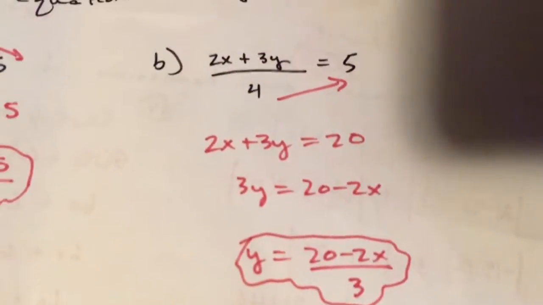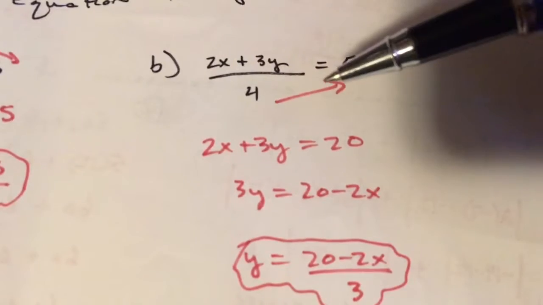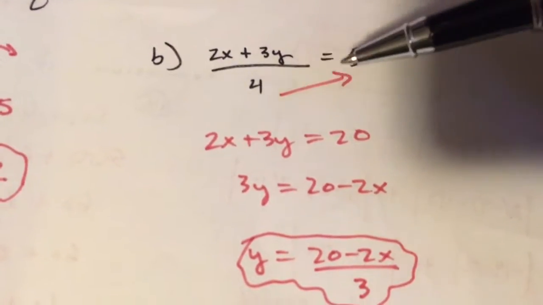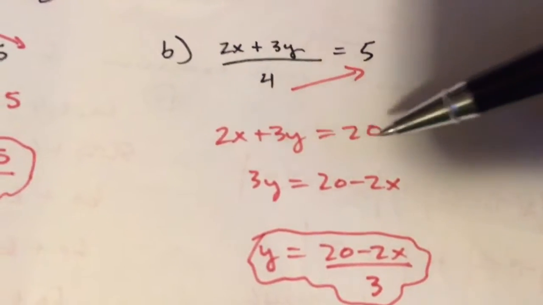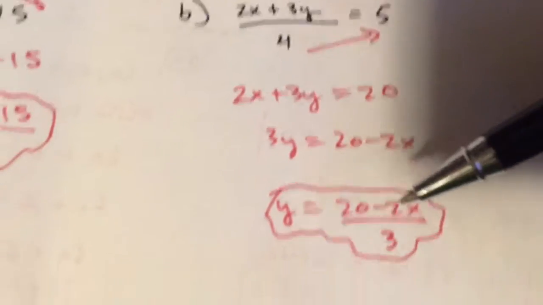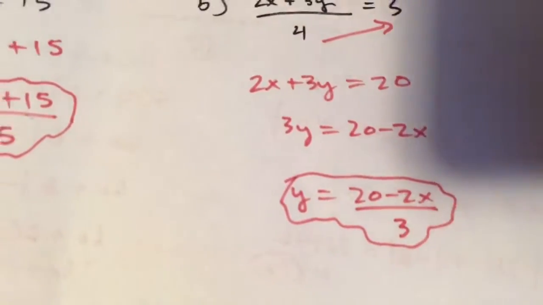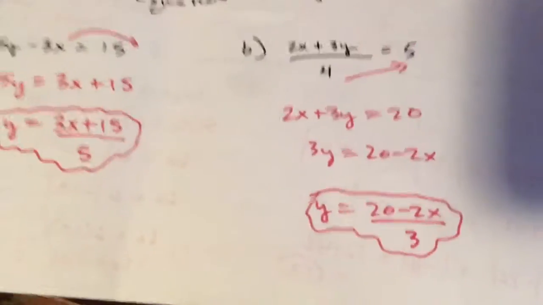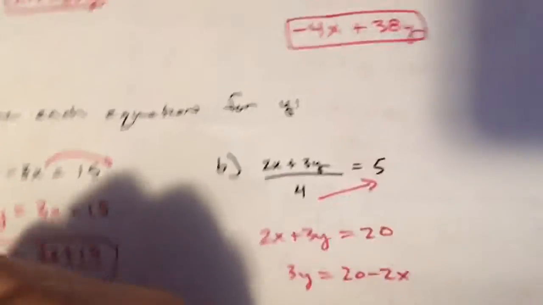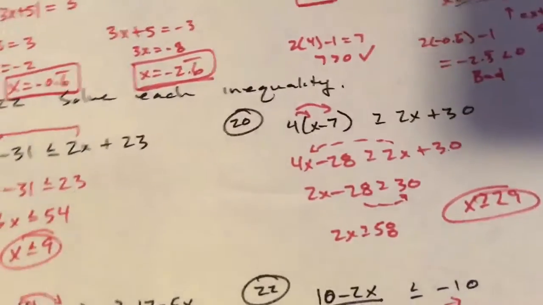All right, take a look at B. Multiply both sides by 4. Get rid of that denominator. 2x plus 3y is 20. Subtract 2x and then divide by 3. All right, that is your first page. Not too bad. I would expect to see 6 questions just like that on the test. All right, moving on, guys.